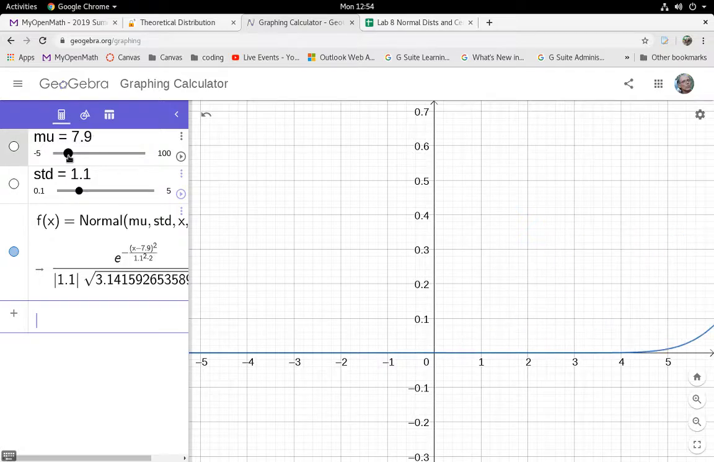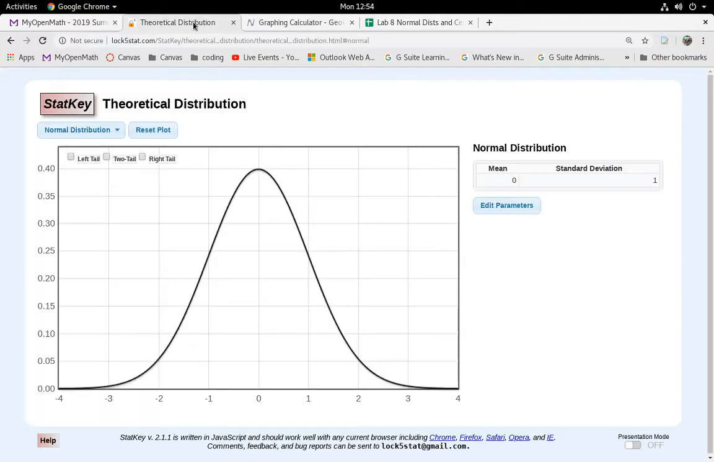And if we just change the mean, then that doesn't do much. So let's see, I'm just going to play around here. Let's look at a different, easier to use system. So here, StatKey gives us a graph of a normal distribution, and it always looks the same shape regardless of what we pick the mean and the standard deviation to be. So for example, here I have a mean of 0, standard deviation of 1. This is called the standard normal distribution.